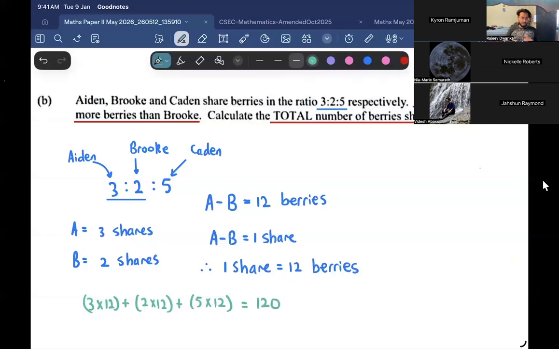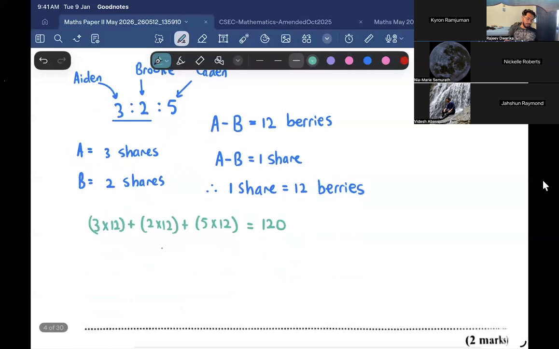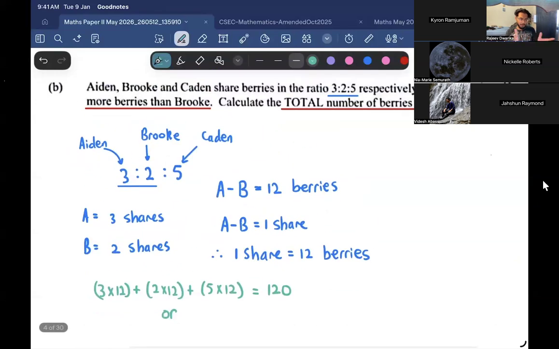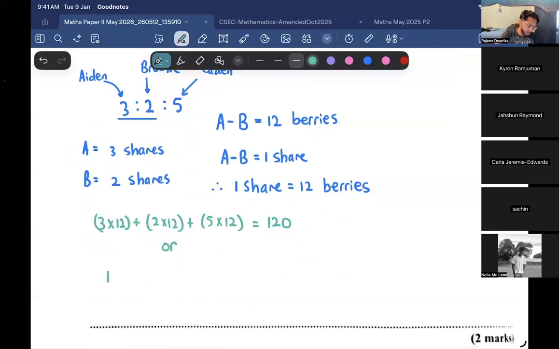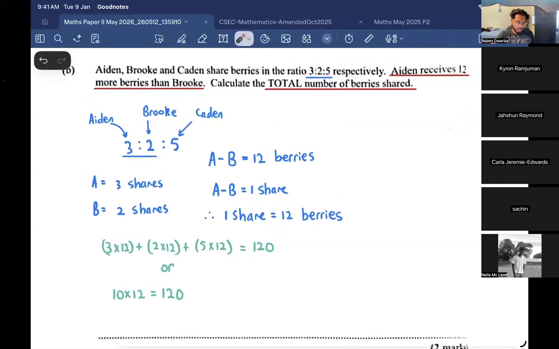Another way you could have done it is to just find the total number of shares. Can anybody tell me what the total number of shares is? 10, sir. 10, that's correct. And I could just multiply 10 by what? 12, sir. That's correct, Joshon. And it's 10 by 12, 120. Wow. Good.